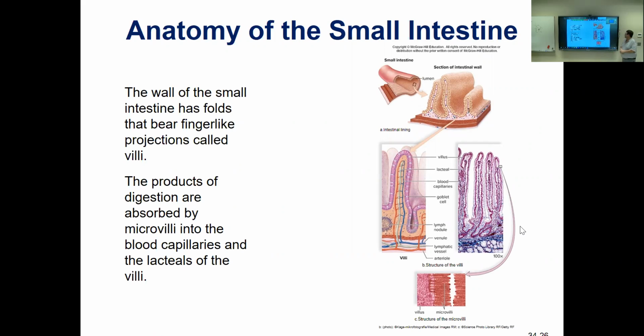Notice also that there is a lymphatic vessel here called a lacteal, and this is where we absorb fat. One of the weirdest things here is that in this villi, proteins, sugars, and nucleic acids get put in the bloodstream, the capillary bed. Fats are put into the lacteal. So fats are absorbed differently than proteins, sugars, and nucleic acids.